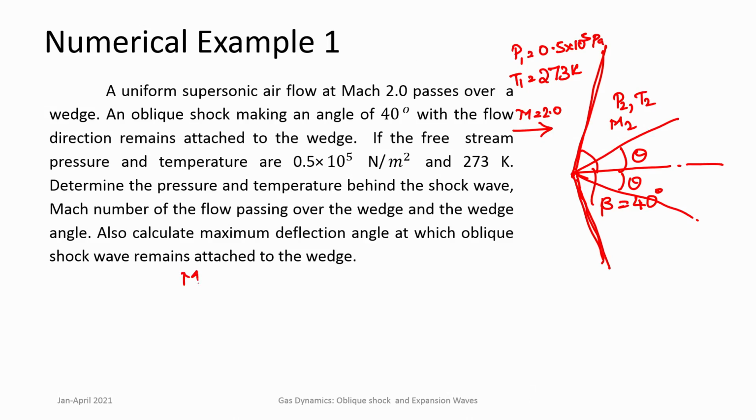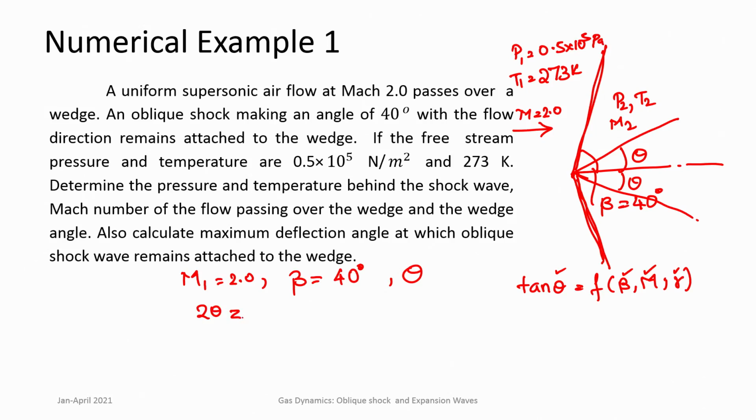So Mach number and oblique shock angle are given: 2.0 and beta is 40 degrees. So theta can be calculated directly here. You can use the M theta beta relations directly, because in the M theta beta relation, tan theta is a function of beta, Mach number and gamma. All of them are known, so theta can be found. The theta you find here will be the semi half angle, so the wedge angle is actually 2 theta, and the wedge angle turns out to be 21.24 degrees. So directly by looking at the charts you can find this out.